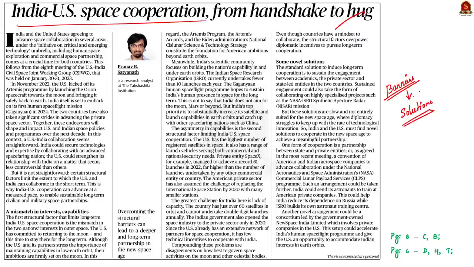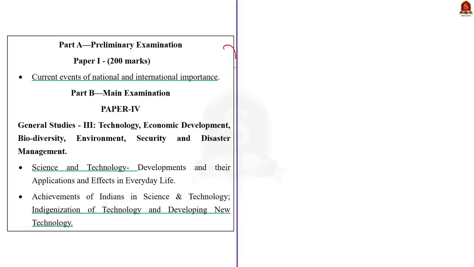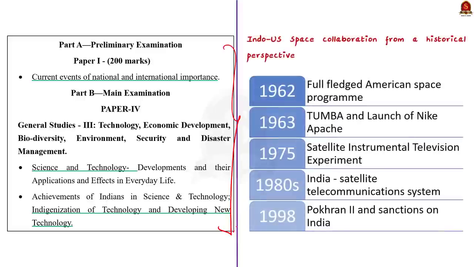Now in this discussion, we'll try to understand how the US and India have collaborated in the field of space research so far, and we'll also see some of the important points in the article. But before that, I have highlighted here the syllabus relevant to this article. Quickly go through it. Now firstly, we'll try to understand the Indo-US space cooperation from a historical perspective.